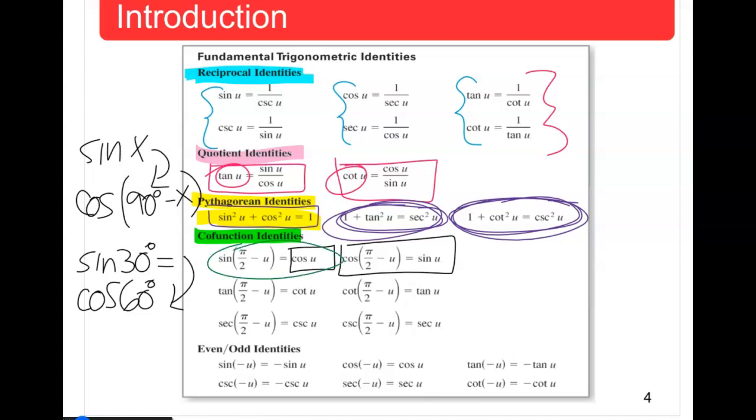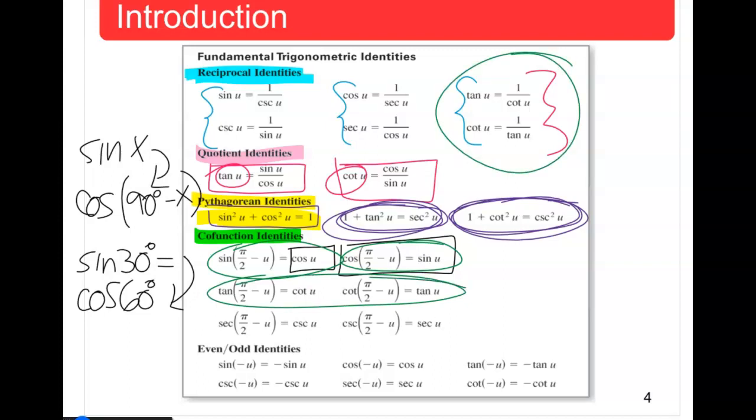Like the sine of 30 is the same as the cosine of 60. And of course, based on that, you could also reverse it. Then we have here tangent goes with cotangent for complementary. So tangent and cotangent go together for reciprocal identities, but also for cofunction identities.